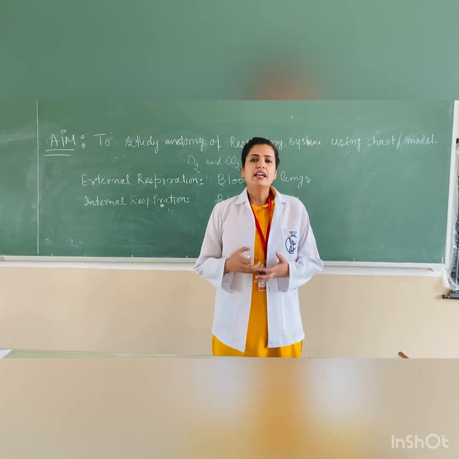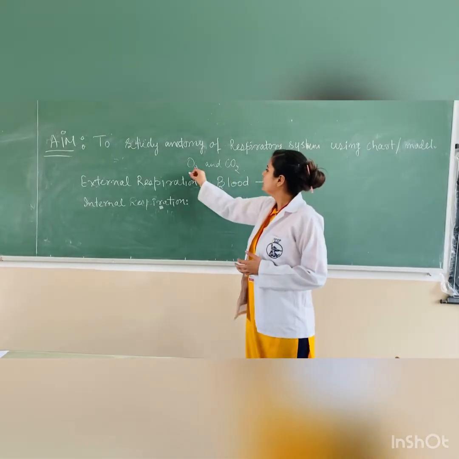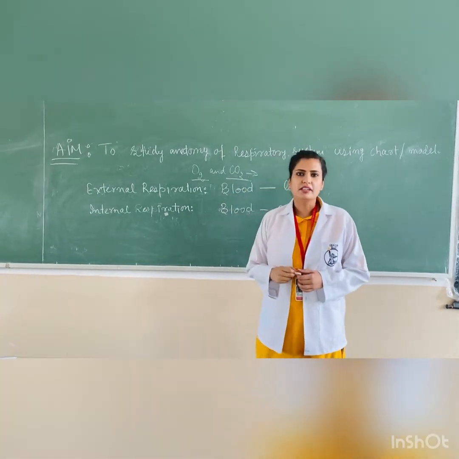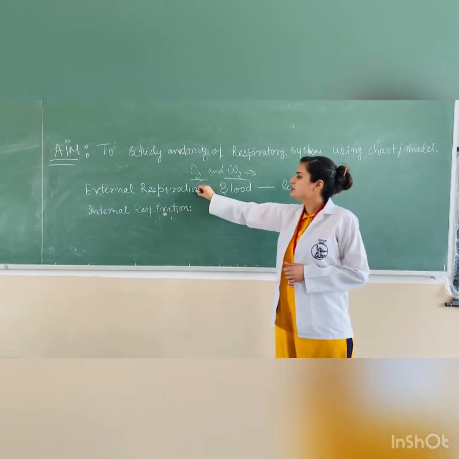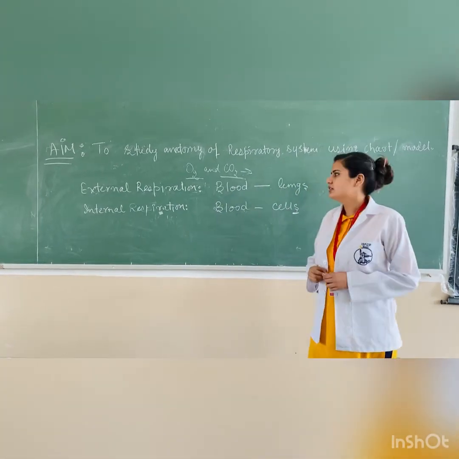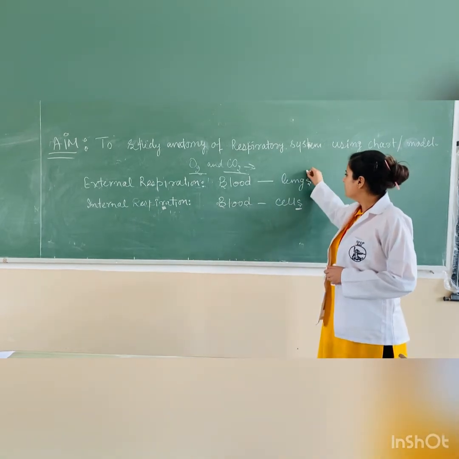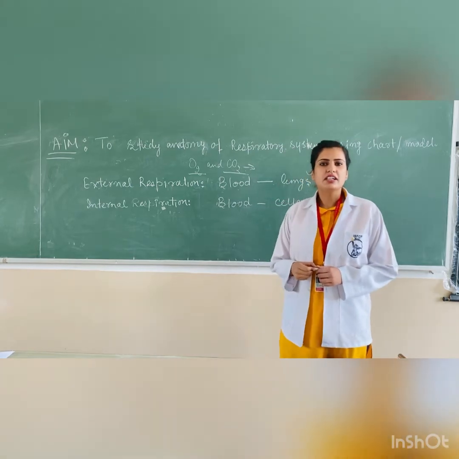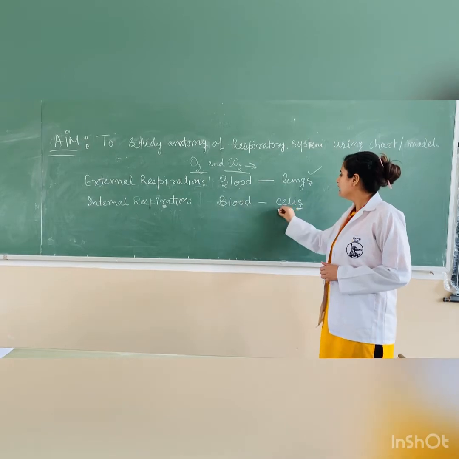So our air is a mixture of different gases, but from which we need oxygen and carbon dioxide in order to respire. Hence, respiration is of two types: external respiration and internal respiration. In external respiration, there is the exchange of these gases between the lungs and the blood, whereas in internal respiration, there is the exchange of gases between the blood and our body cells.